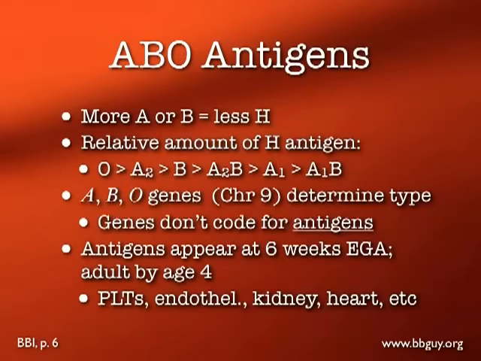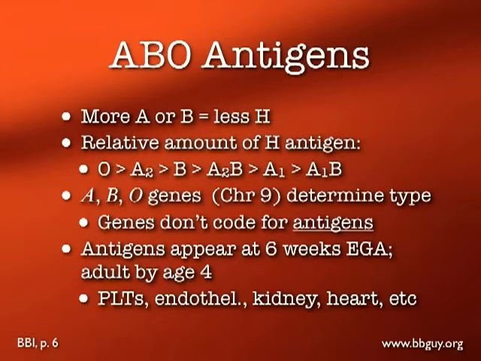ABO antigens have a very specific characteristic in that when we do what I just showed you on the last slide, when we make either A or B antigen, that chain no longer carries H antigen specificity. In other words, the more A or B you make, the less H you have remaining. That leaves you with the relative amount of H antigen that'll make more sense in just a minute, where blood group O has the most H and blood group A1B has the least H.